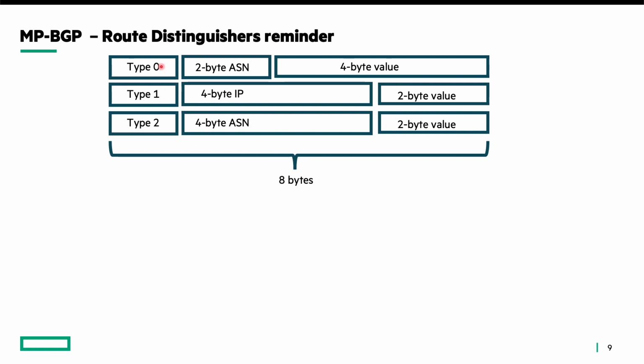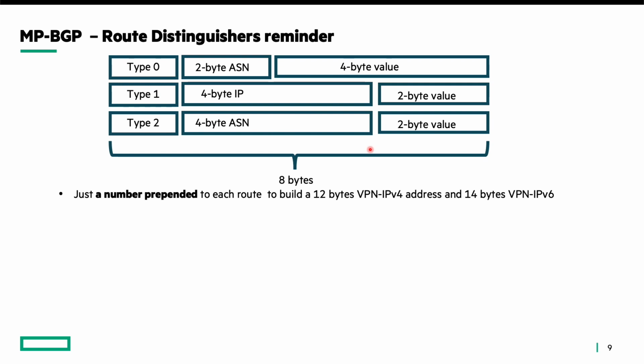We have 3 different types to represent this value. The type ID will represent 2 bytes, and 6 bytes remain for the value itself. It can be a mix of AS number and a specific value, so 4 bytes for the value and 2 bytes for the AS number. We can also use extended AS numbers, using 4 bytes, which leaves 2 bytes for the exact value, or use an IP address format, colon, 2-byte value.